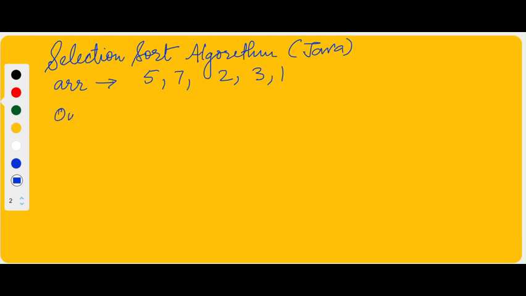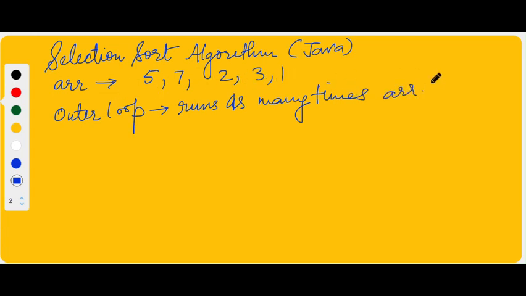So there is an outer loop that runs as many times as there are elements in the array. That means it runs array dot length times.